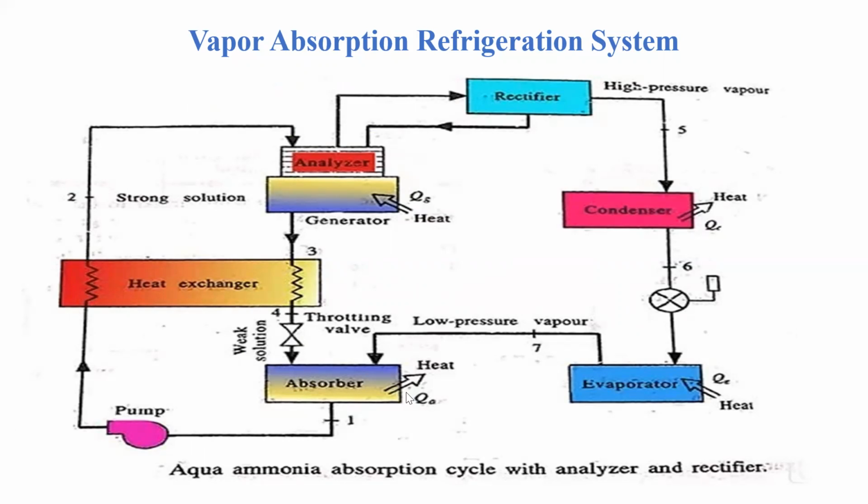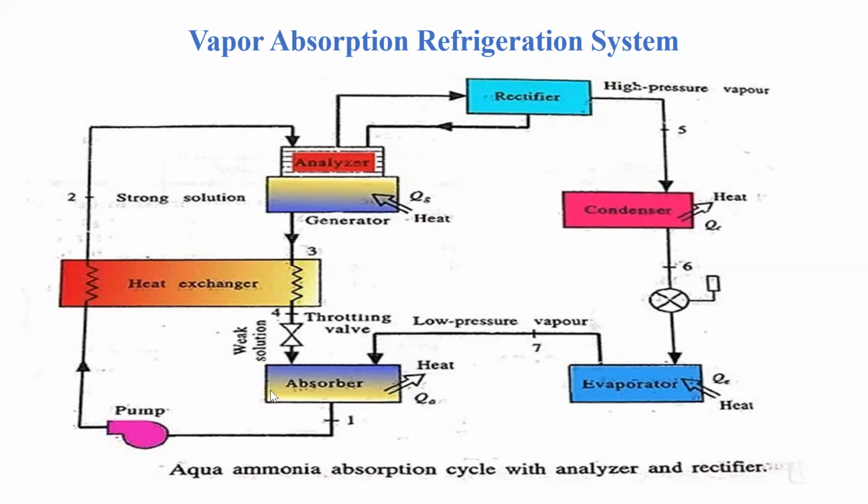Here the absorber will absorb the ammonia vapor. The ammonia vapor coming from the evaporator is absorbed by the weak solution. The weak solution contains water. That water can absorb more amount of ammonia. When the weak solution is in the cold form, it is able to absorb more amount of ammonia. If the hot solution is coming inside, the absorber cannot absorb more amount of ammonia. So we are sending cold weak solution to the absorber. That is a first point.